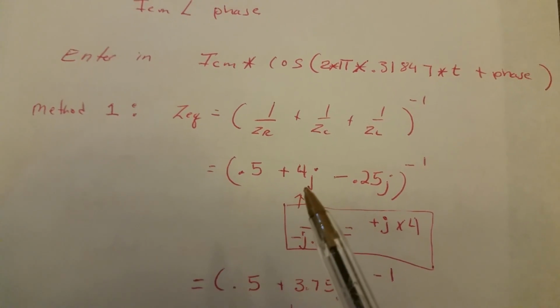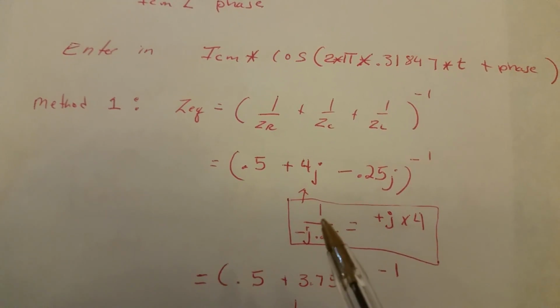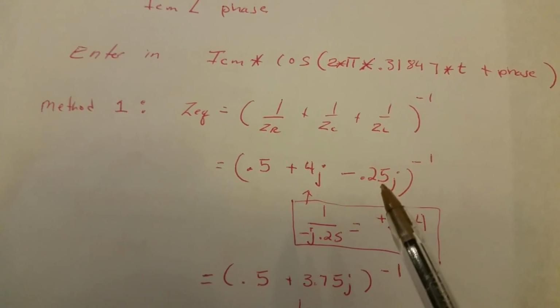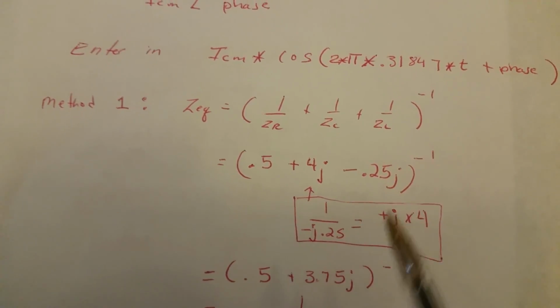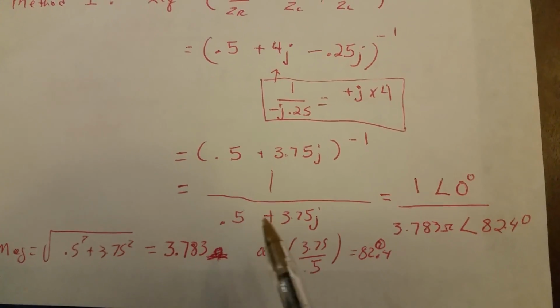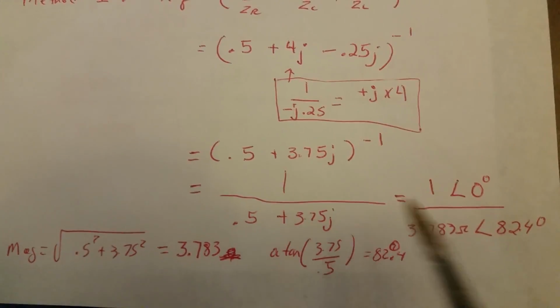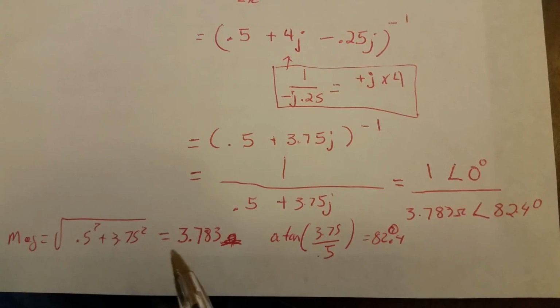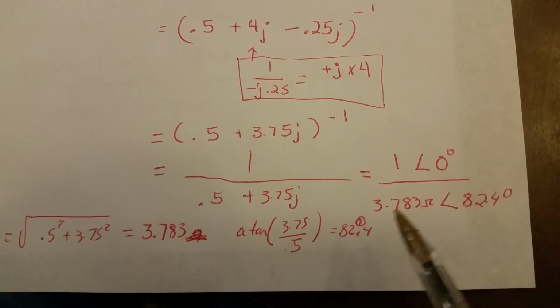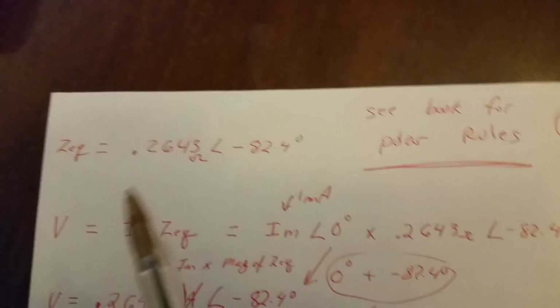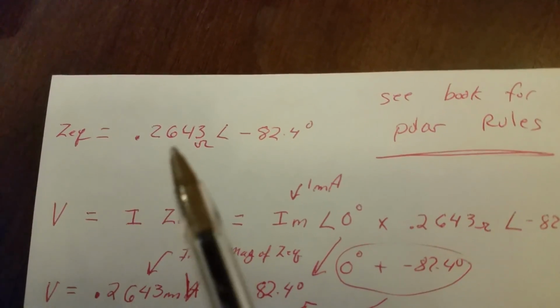which gives us 0.5 plus 0.4J, remembering that 1 over minus J gives us plus J. And now the inductance admittance is minus 0.25J. Then we need to invert that, which is best to do with polar coordinates. 1 is a magnitude of 1 with a phase angle of 0. Here's our real and here's our imaginary. The magnitude is 3.78, and a phase angle of 82.4. So once we invert that, we have our equivalent impedance.